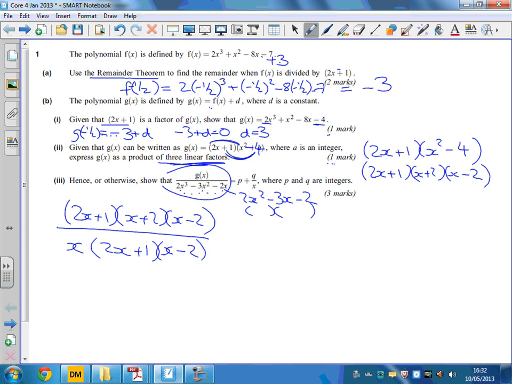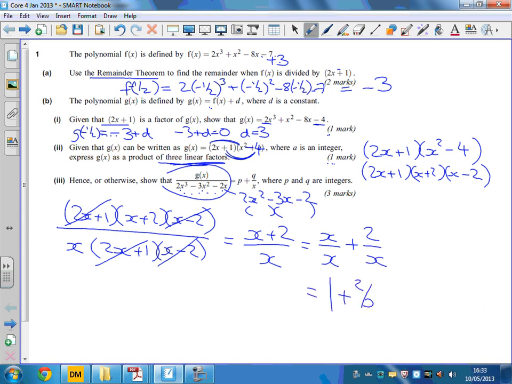And what are we going to do with that? We're going to cancel the factors. Look, there's a factor here of 2x plus 1. Cancels with that 2x plus 1. There's an x minus 2, which cancels with this x minus 2. All it leaves us with is x plus 2 on the top and x on the bottom. And that's a fraction that we can split up. The x divided by x and the 2 divided by x. X divided by x is 1.